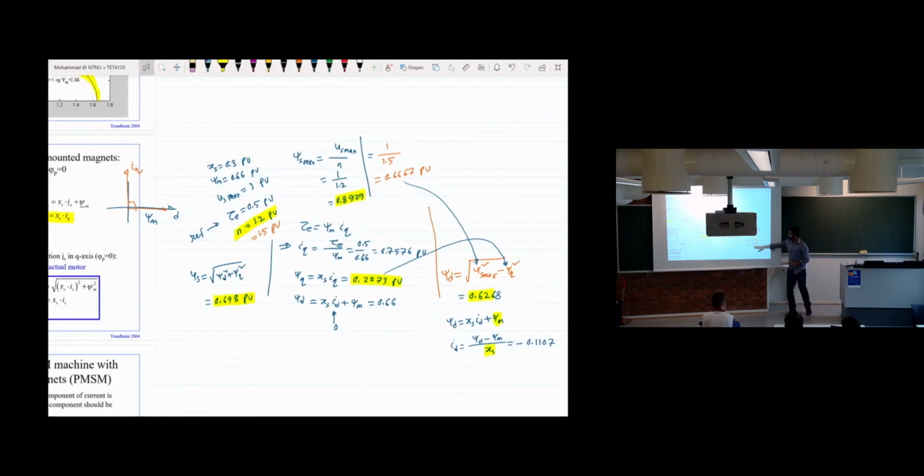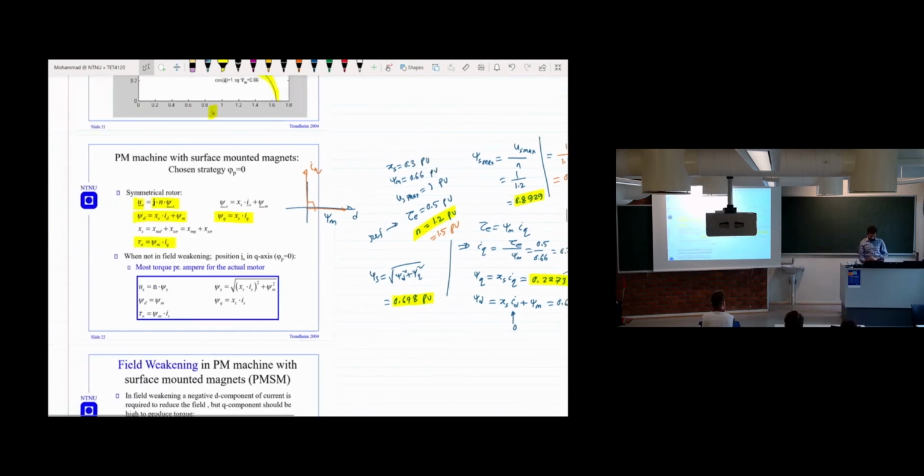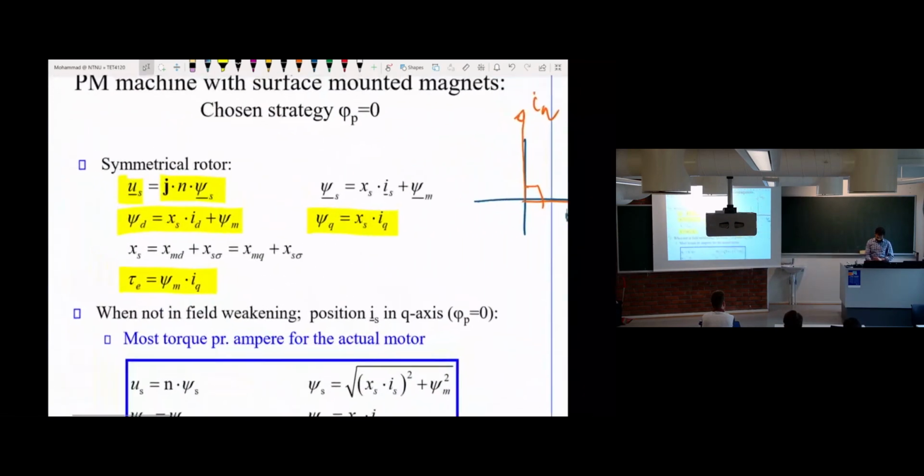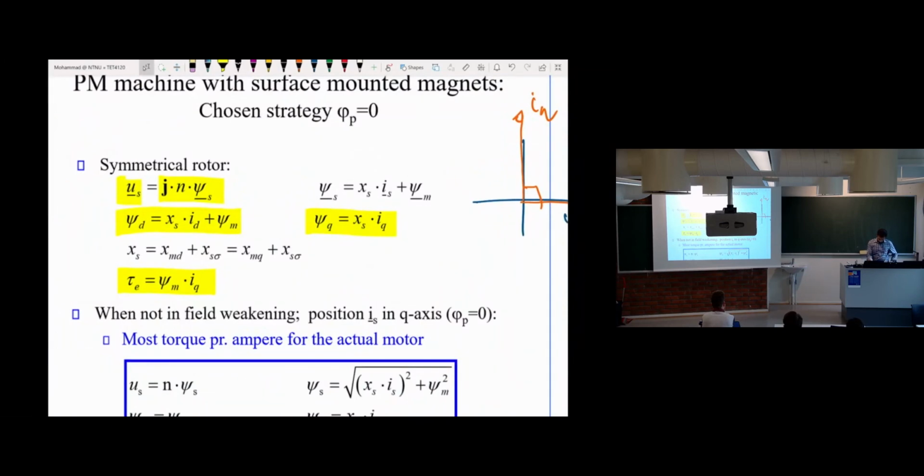So we are providing some negative current, and because of this negative current, what is happening in this equation? What is happening here in psi d? We are reducing the magnetic stator flux. This means we need to provide some negative current that makes this smaller. This method is called field weakening. So we are weakening the field so that we can operate the machine at the torque that we want, at the speed we want.